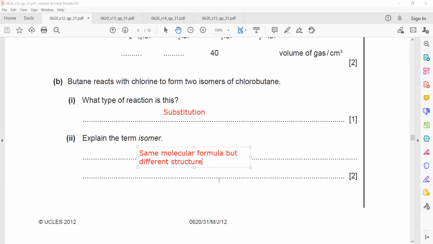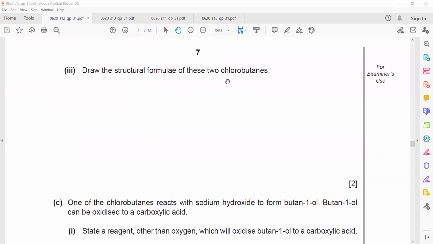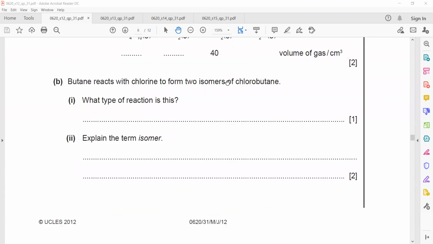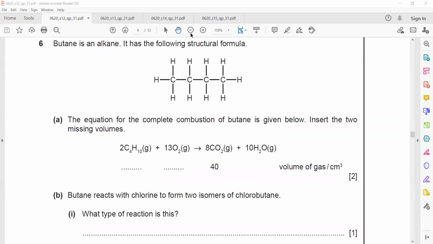So when two compounds have the same molecular formula but different structure, we call that an isomer. Draw the structural formula of the two chlorobutanes, meaning the two isomers. When butane reacts with chlorine, what will happen? One of the hydrogens will be replaced by chlorine. If the first hydrogen is replaced by chlorine, then it will be 1-chlorobutane.